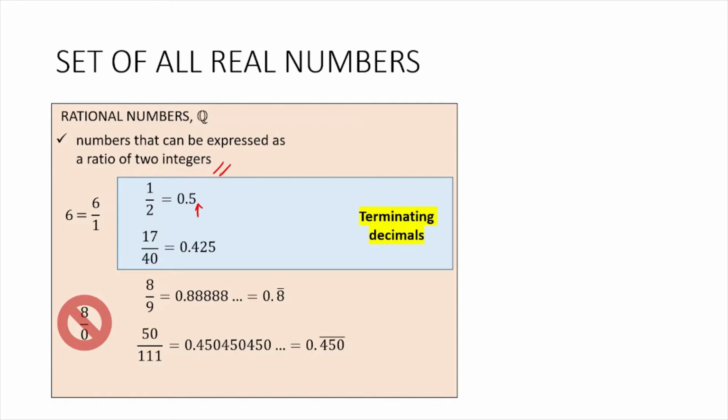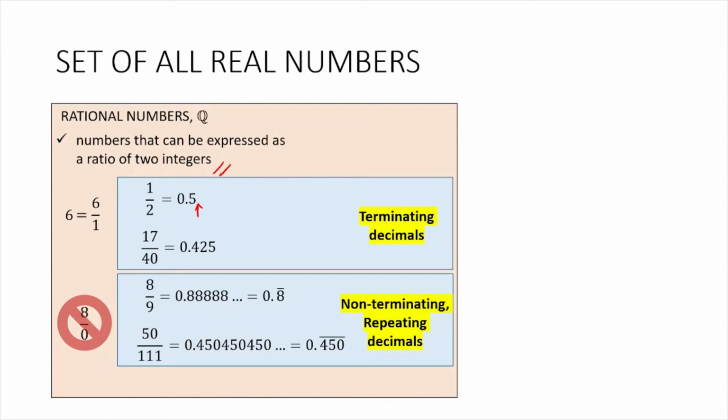So these two, on the other hand, 8/9 and 50/111, their equivalent decimals are what we call non-terminating repeating decimals, because they follow a certain pattern. In this case, numbers are repeated as they go on and on, as they continue to infinity. So 0.8 is repeated, I mean 8 in this case is repeated, and for 50/111, 450 is repeated as it continues infinitely. So we say 0.8 repeating and 0.450 repeating.